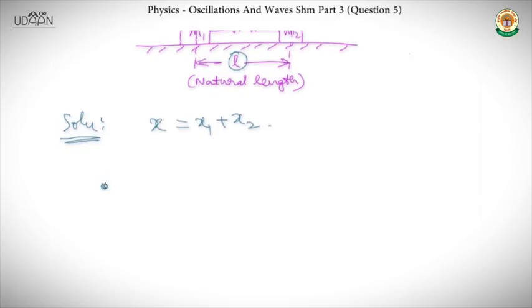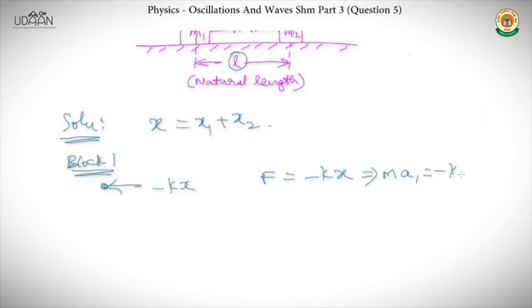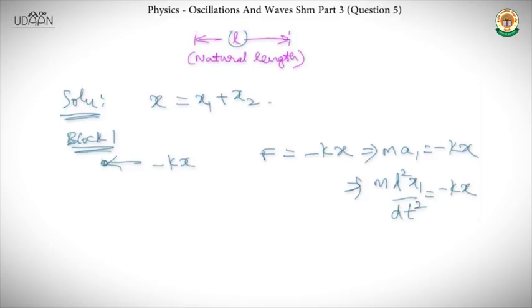This is block 1, and the only force acting is the spring force, which is minus kx. So F is equal to minus kx, so M1 a1 is equal to minus kx, which implies M1 d²x1/dt² is minus kx.